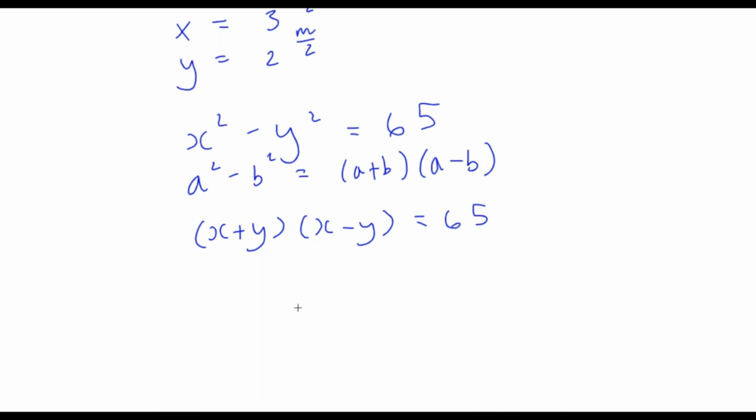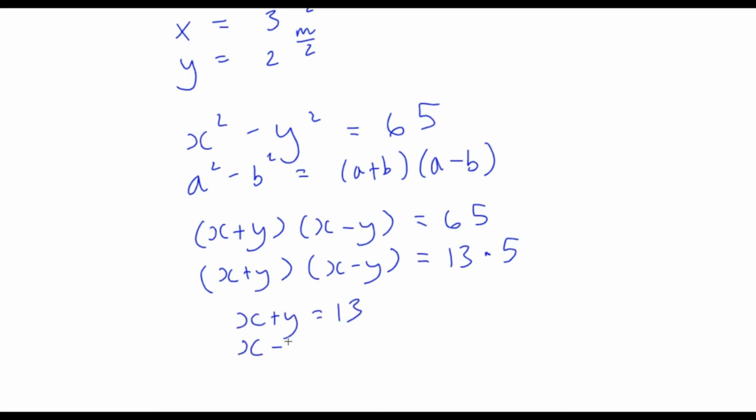Now 65 is the same thing as 13 times 5. So we have x plus y times x minus y is equal to 13 times 5. Now this can give us two equations. We have x plus y is equal to 13 and x minus y is equal to 5. So this is essentially a system of equations. If we add these two equations together, we'll cancel the y terms out, and we get 2x is equal to 13 plus 5, which is 18.